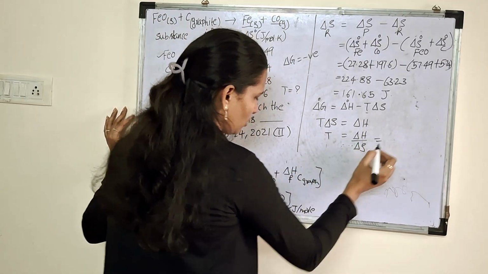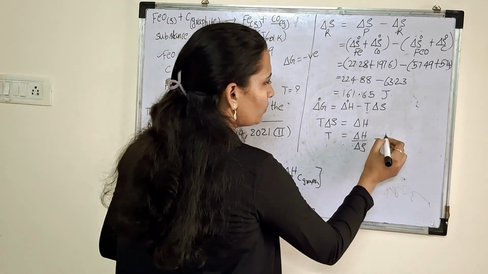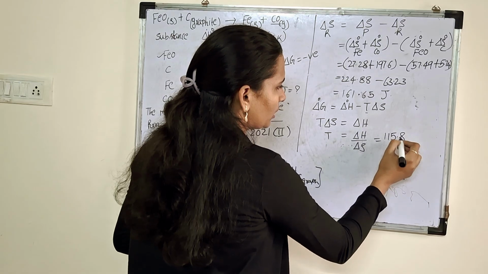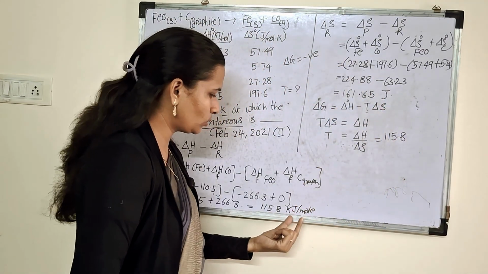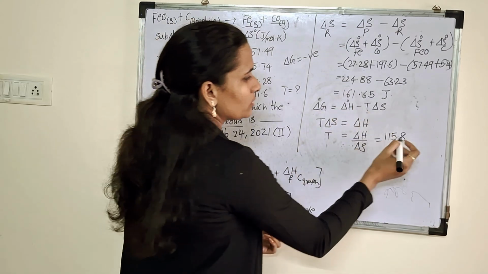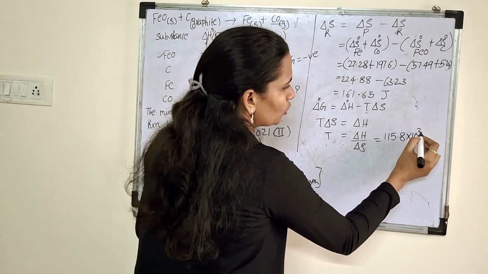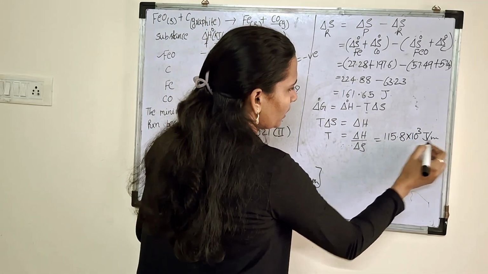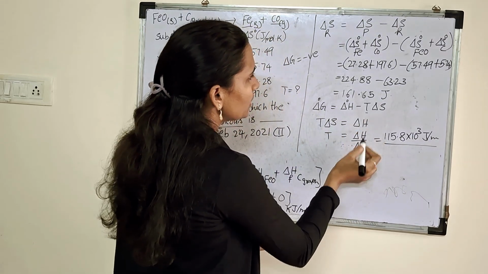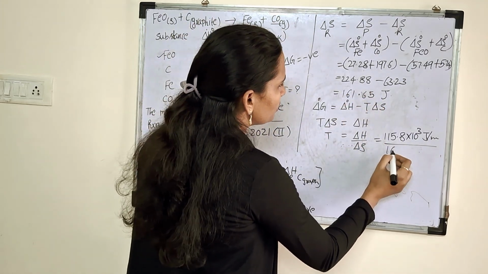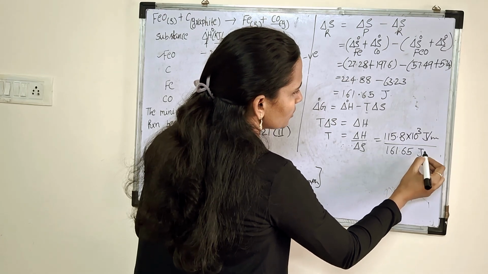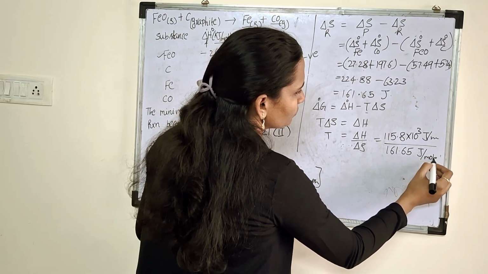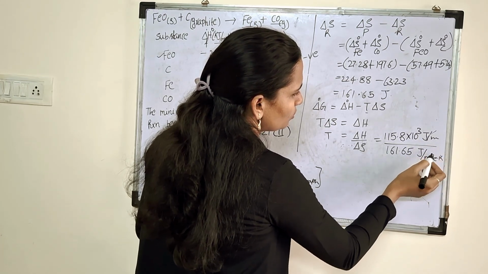The delta H value we got is 115.8 kilojoule, and delta S is in joule, so we have to convert kilojoule into joule. 1 kilojoule equals 10 cube joules. So delta H is in joule per mole, and delta S is 161.65 joule per mole Kelvin. Now joule per mole cancels.